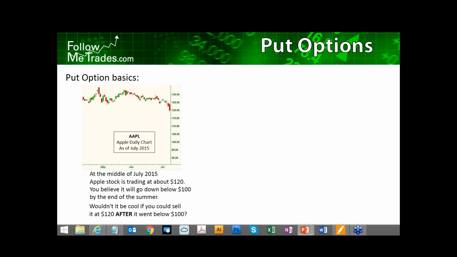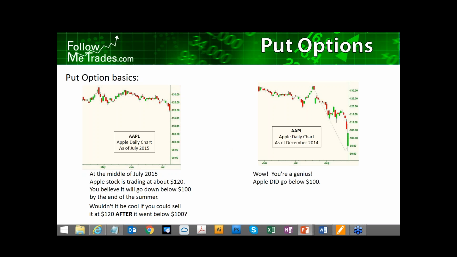And wouldn't that be cool? Same thing, wouldn't it be cool if you could sell Apple stock at $120 after it went down to 100? I think so. And look, it happened, right? Once again, you are a genius, and there it is. Apple's sitting down there below $100, well below it. And because you're a savvy options trader, you get to sell it now at $120 a share.